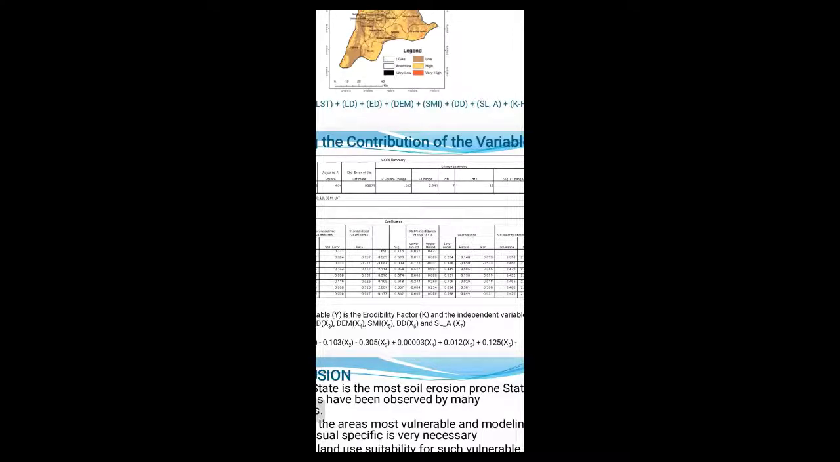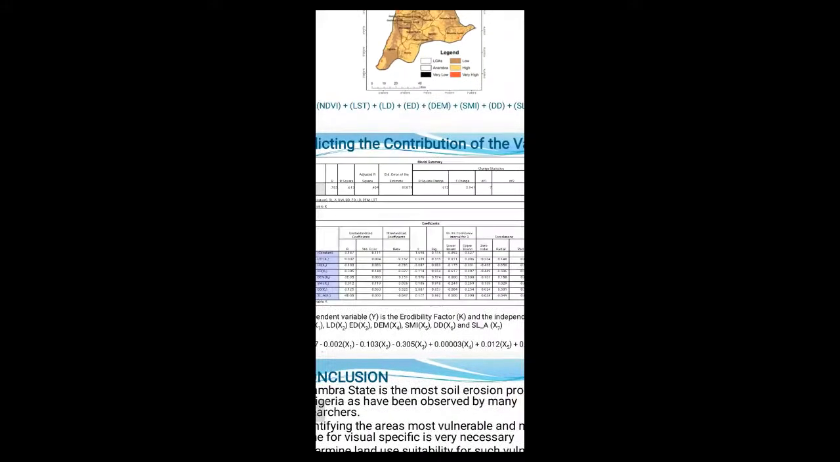We went further to look at the coefficient table, where the beta constant is 0.187. Looking at the other values of the variables, it means that any unit change in any of the independent variables will either increase or decrease the dependent variable, depending on the mathematical sign.